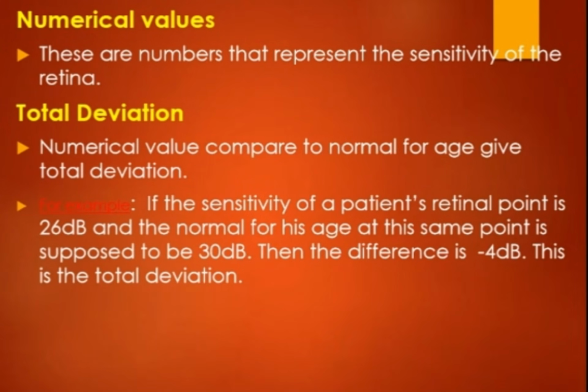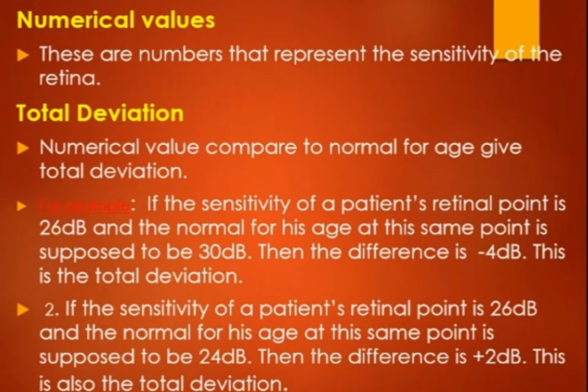So for example, if the sensitivity of a patient's retinal point is 26 decibel, and the normal for his age bracket at that same point is supposed to be 30, the difference is minus 4 decibel. So this is the total deviation. Again, if the sensitivity of a patient's retinal point is 26 decibel, and the normal for his age bracket at that same point is supposed to be 24, the difference is plus 2. So here you can see that it is higher. The patient is seeing better than his age bracket.